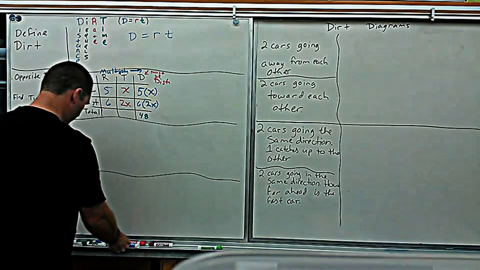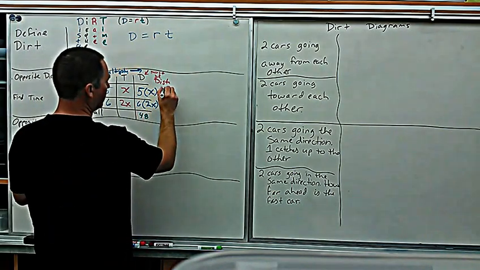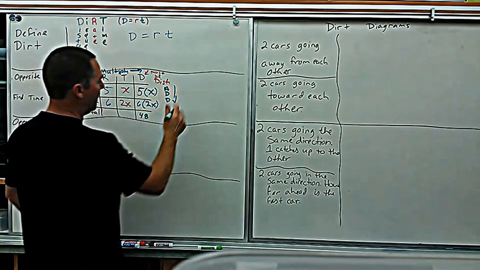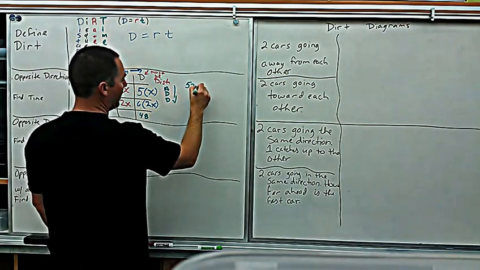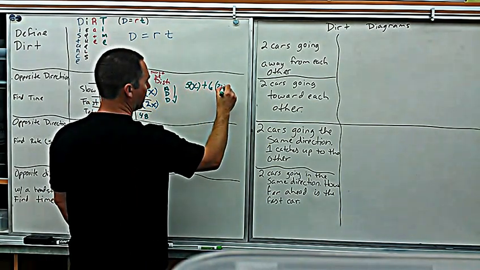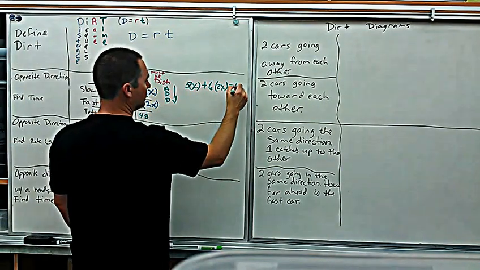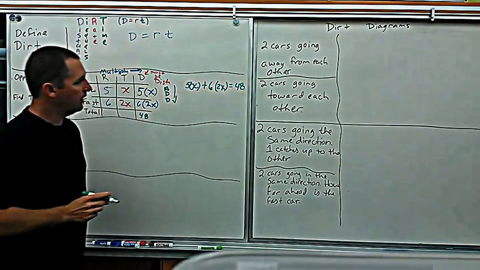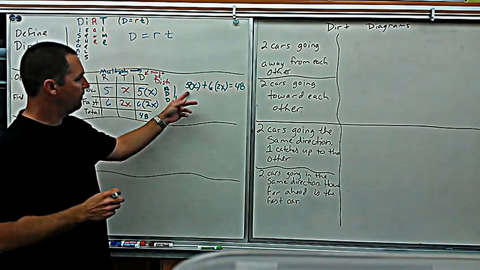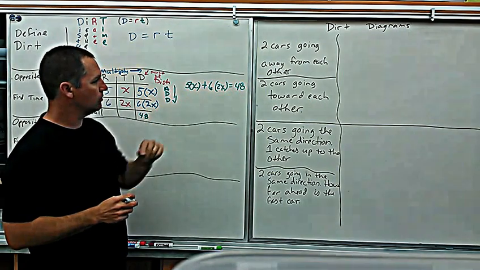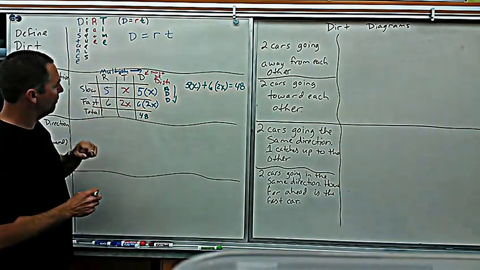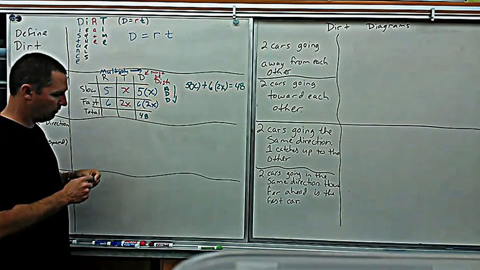And then we add going down. So I'm going to add going down like that. So I have 5x plus 6 times 2x equals 48. And you see here, we just set up a multi-step problem, just like we were solving last week. If I work that out, that would give me how much time the slow one is traveling, and I can figure out how much time the fast one is traveling.